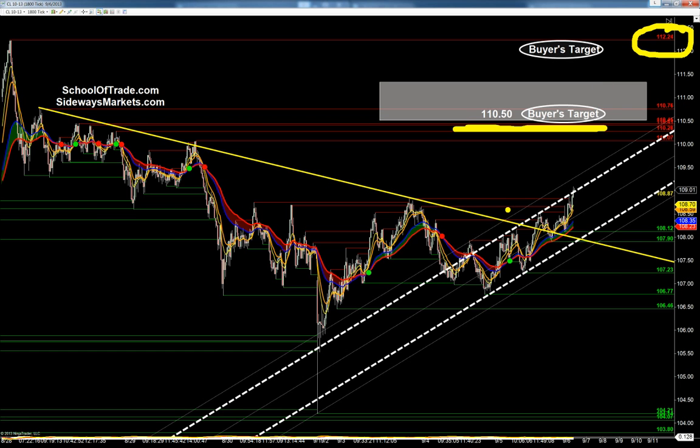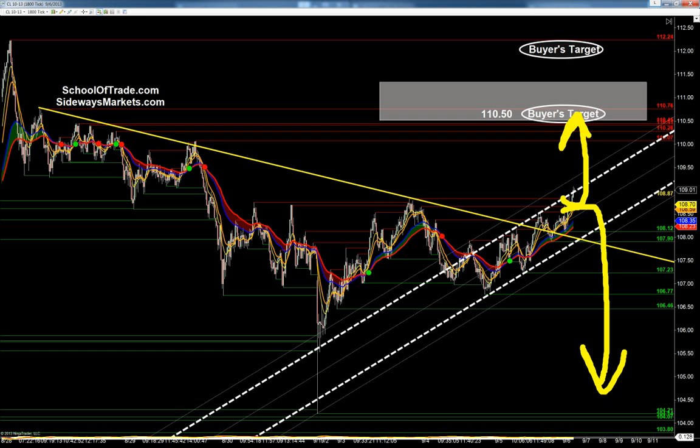Again, take this for what it is right now, guys. By the time that news comes out, by the time 8:35 comes around, we could be down at 105.50 or we could already be at 110.50. I mean, it really could be that easy. I'm going to be focused on buying here as we go higher.